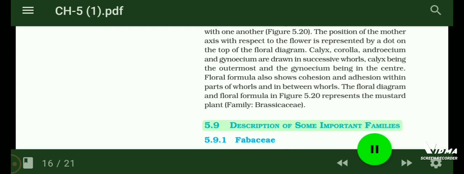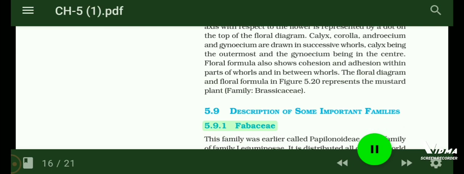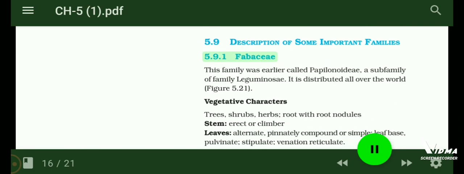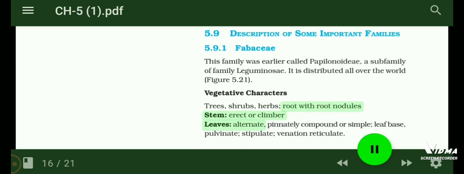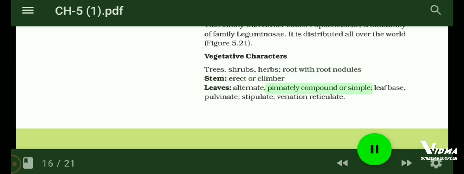5.9 Description of some important families. 5.9.1 Fabaceae. This family was earlier called Papilionoideae, a subfamily of family Leguminosae. It is distributed all over the world. Figure 5.21. Vegetative characters: trees, shrubs, herbs. Root with root nodules, stem erect or climber, leaves alternate, pinnately compound or simple. Leaf base pulvinate. Stipulate. Venation reticulate.